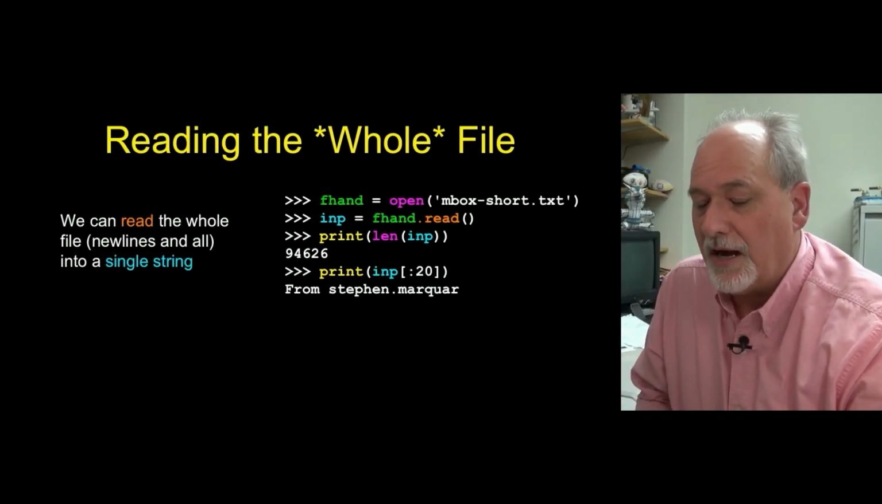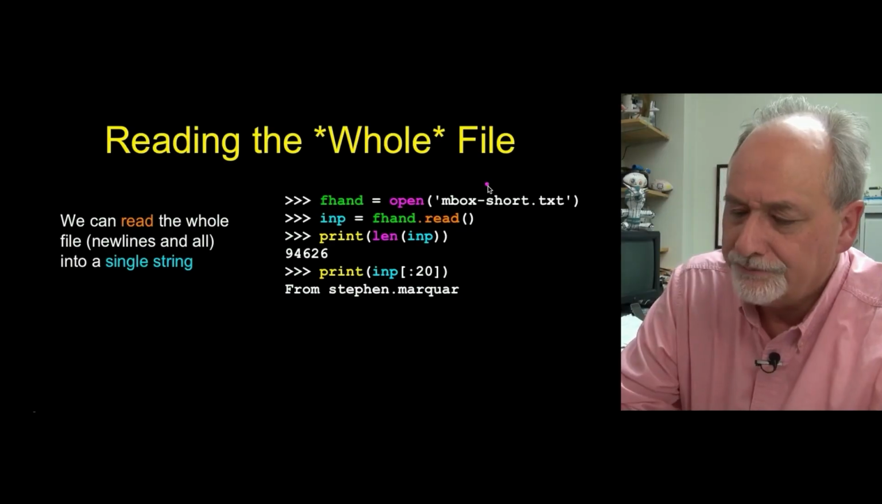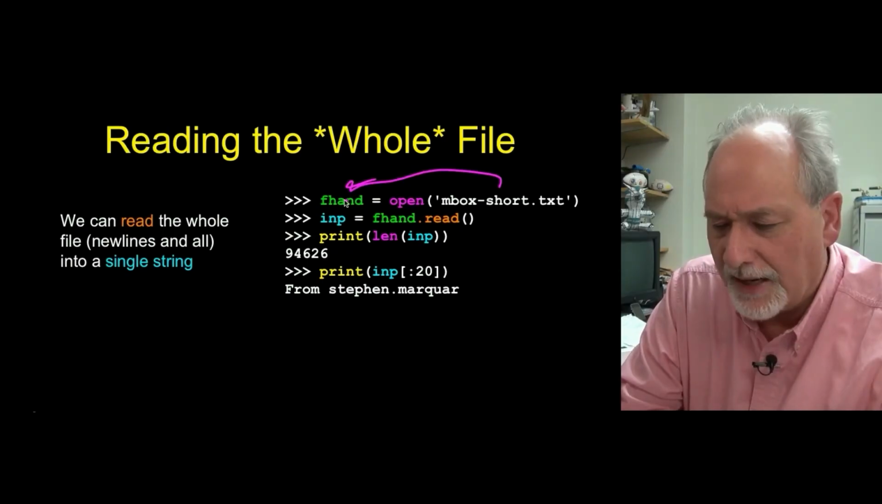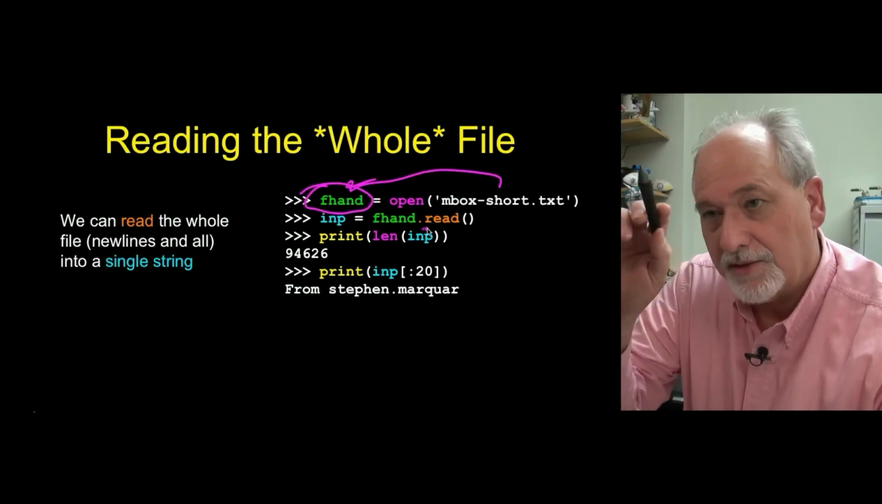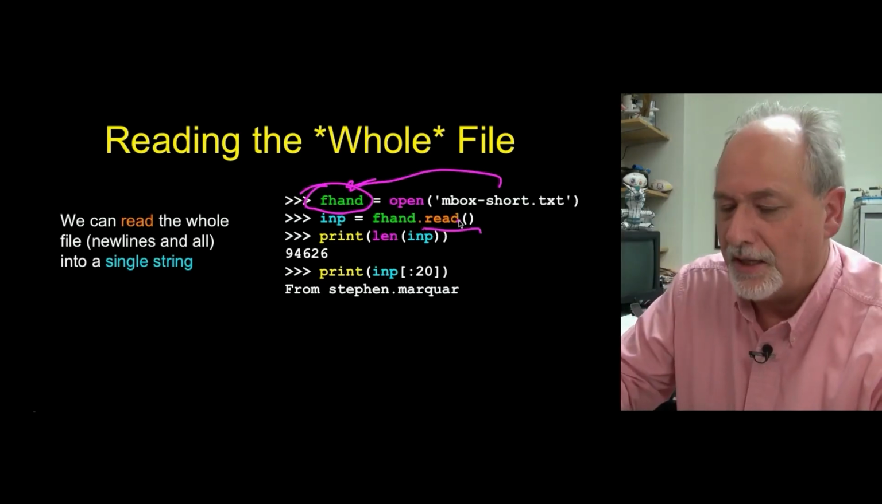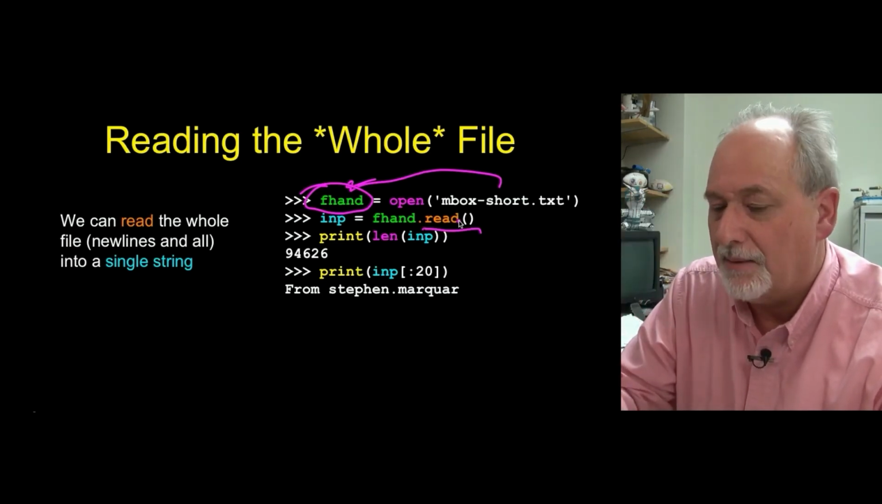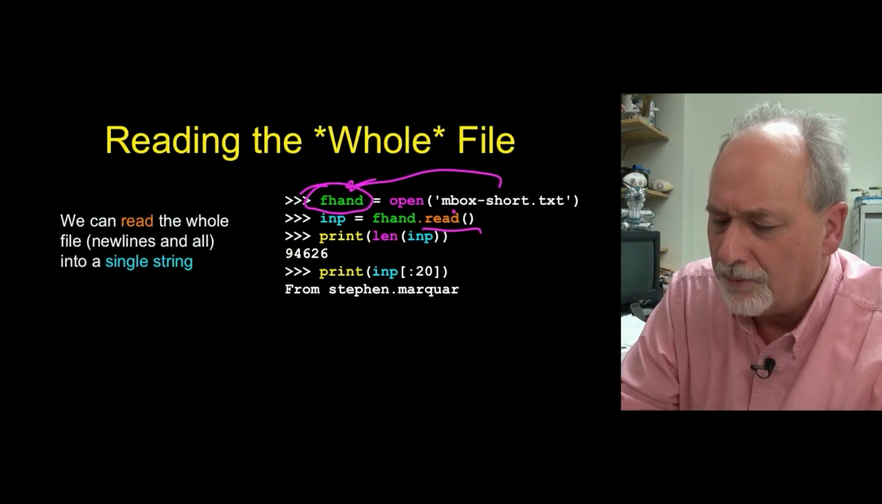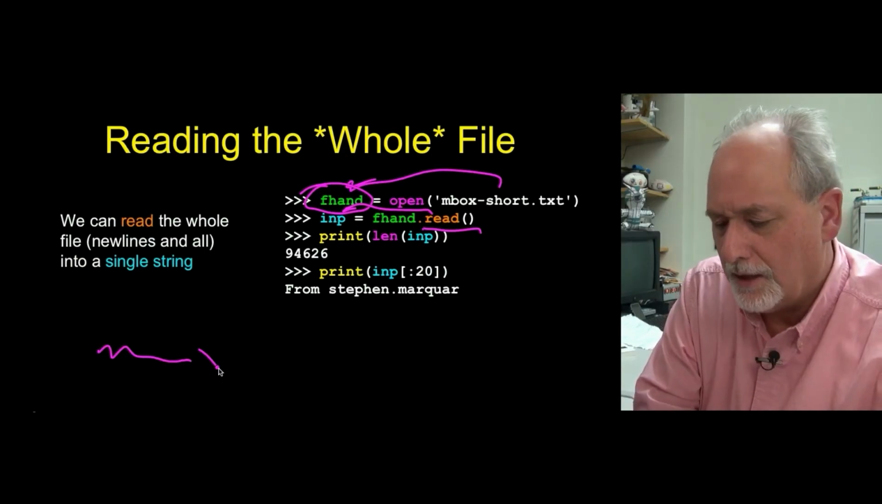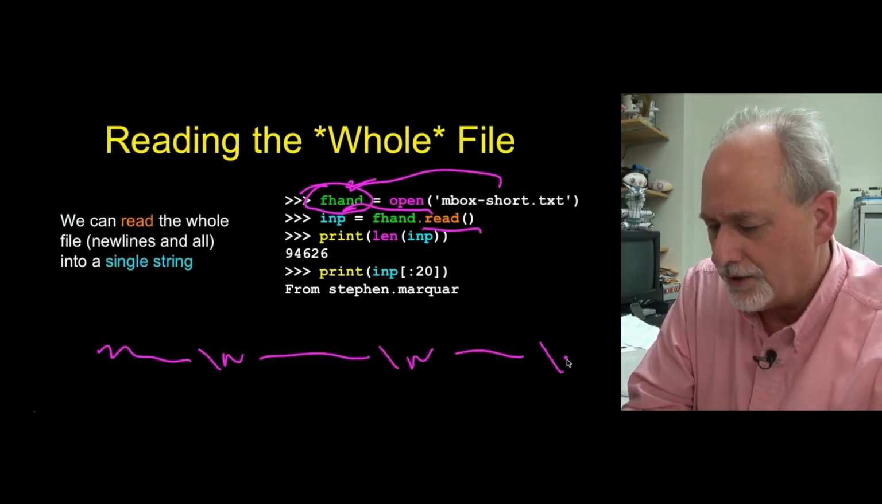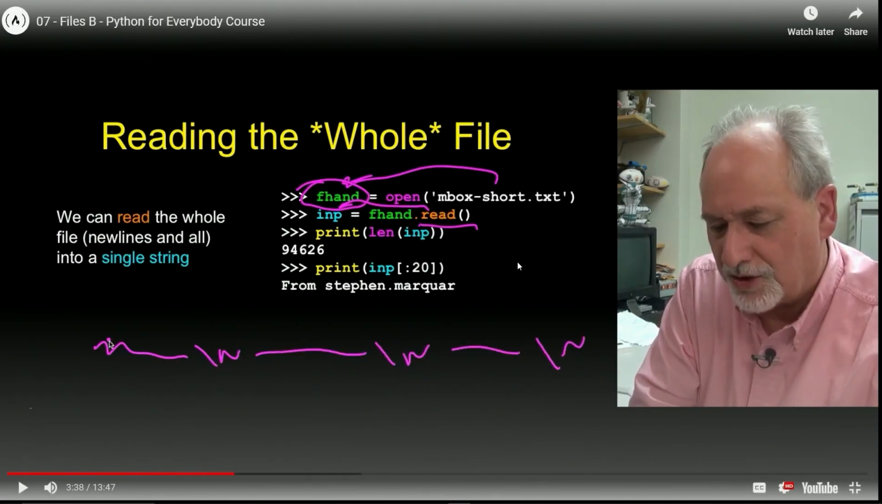mbox_short.txt is a small little file. So we open it and we get back a file handle object, and we call the read method. And that says, go through and read all the text and give it back in one big blob, one big string, and I'll put it in inp. And so that's where you have a line, a new line, a line, a new line. It's not really lines, it's just input.